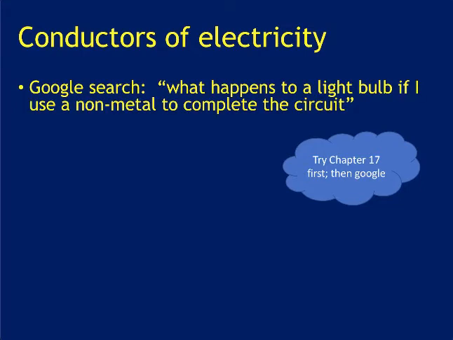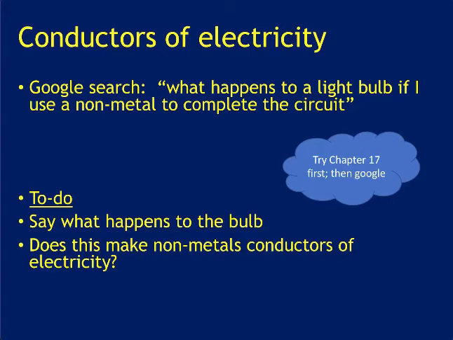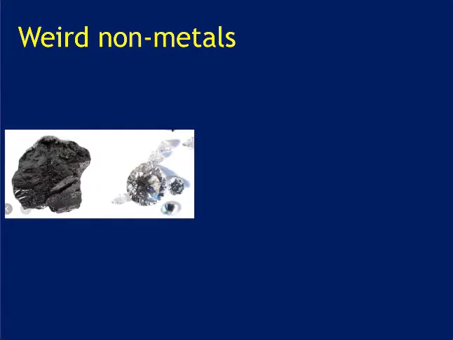But it's what would happen to a light bulb if I use a non-metal to complete the circuit. So I want you to say what happens to the bulb when you find your answer. Does this make non-metals conductor of electricity? And there is another word that could be used instead of conductor for a non-metal. That is in chapter 17. Definitely. So have a look in there.